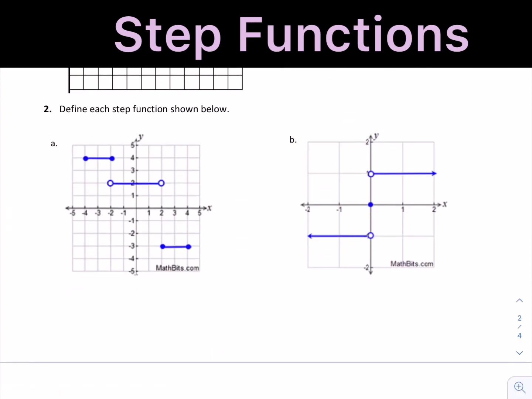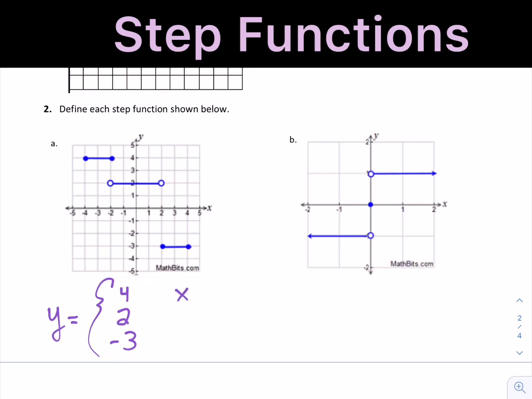So this is our piecewise function. We'll say y equals, and we have 3 pieces here. So it evaluates at 4, it evaluates at 2, and it also evaluates at -3. And the big part is getting the domain right.